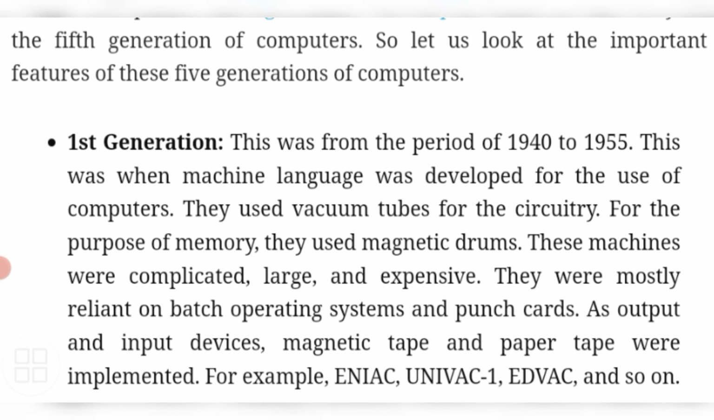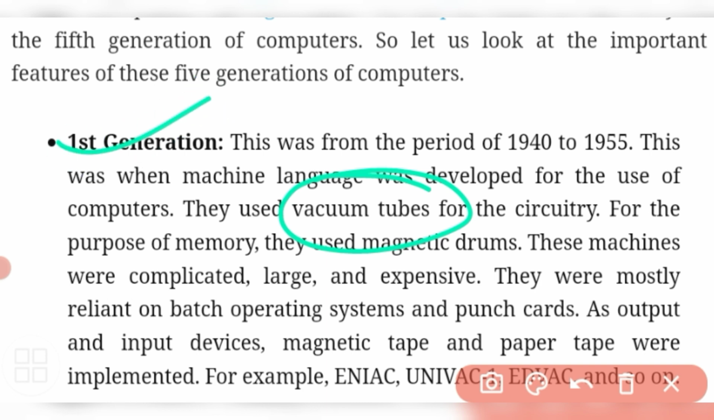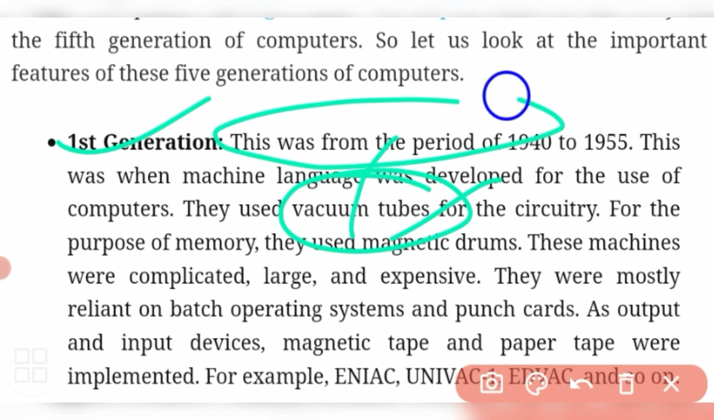The first generation was from the period of 1940 to 1955. Basically this was a broad period; you don't need to remember this as the exact period, because progress is a gradual development. Slowly it develops. But between 1940 and 1955, machine language was developed for the use of computers. Actually, vacuum tubes were used at that time in the first generation. This is a very important thing to note down. The vacuum tubes, a type of tube, were used to process anything.